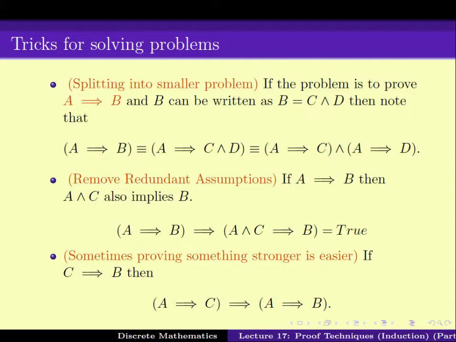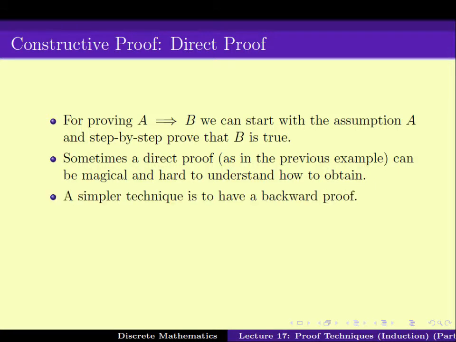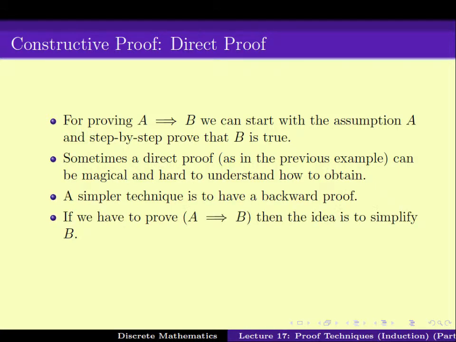We also saw some proof techniques, namely the direct proof, where you prove A implies B directly by working with A, or one can go in the backward direction, namely simplify B to get a simpler version of B, namely C, and then one can prove A implies C. That can be an easier thing to prove.